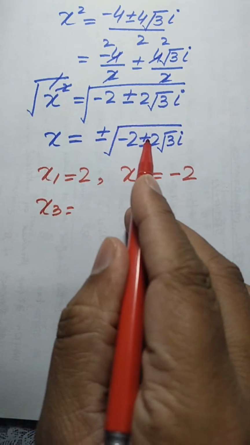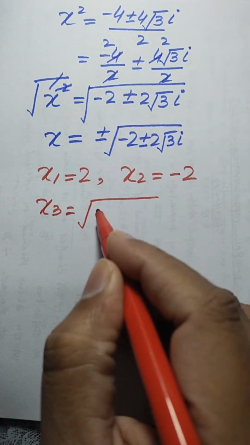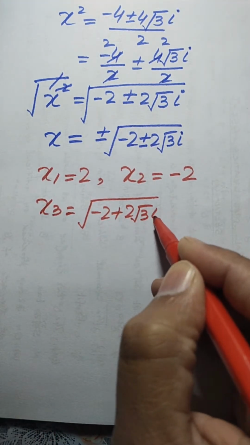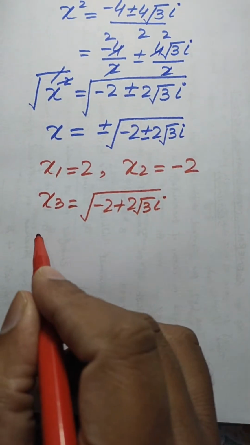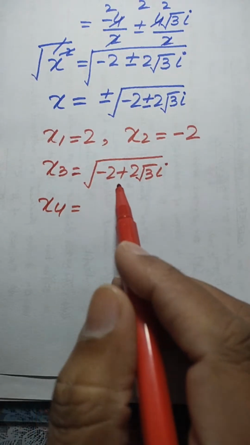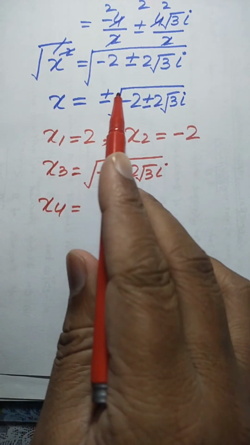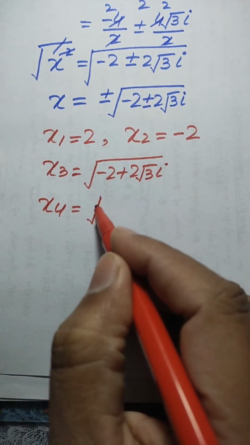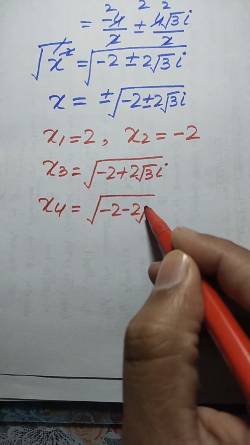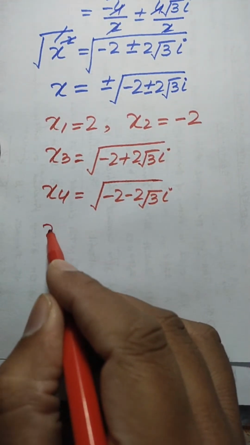For the third root, first we choose both of these two positive values. It means that it is the square root of minus 2 plus 2 times the square root of 3 iota. This is the third root. And x4 equals, here in x4 we choose the outside positive value and the inside negative value, so it becomes minus 2 minus 2 times the square root of 3 into iota. This is the fourth root.